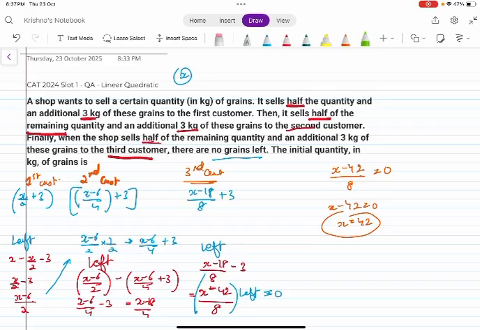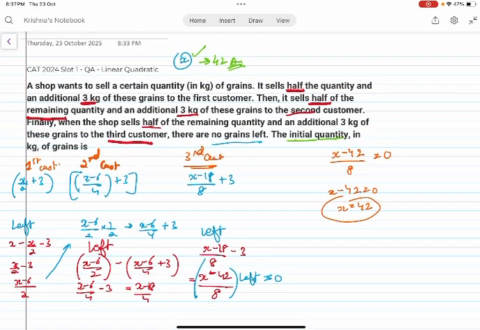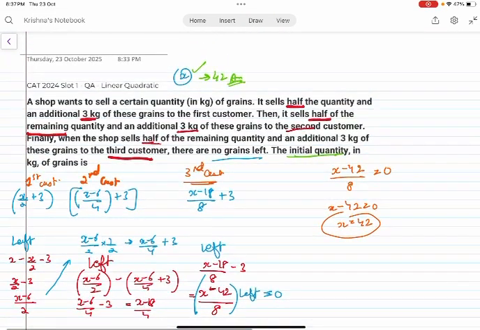So the initial quantity that we assumed was x, so we get the value of x is nothing but 42 kgs. That is the answer. And the question asked for the initial quantity. So the answer for this question is 42 kgs.